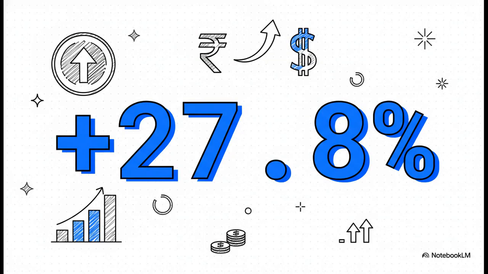Just look at this number for a second, 27.8%. What is that? Well, that's how much the Indian rupee has weakened against the US dollar in the last 10 years. And what that means for you is every single US stock you own got an almost 28% bonus return, completely automatically. It's just sitting there, on top of whatever the stock itself did. It's this powerful hidden tailwind that's been working for you all along.